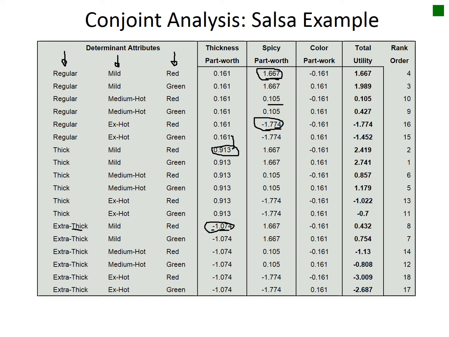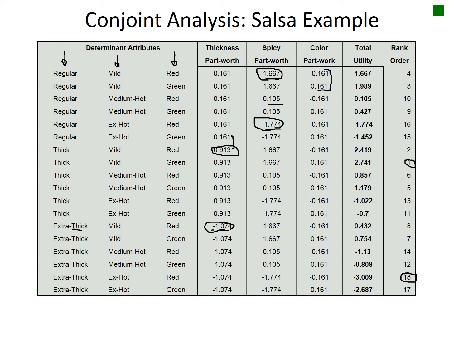Okay, the very last part worth is color. And remember, we only have two. We have green or red. So when you look at this, one thing you might note, just as a side note, is that when you add part worths together, they'll equal 0. So they sum to 0. We have a negative 0.161 and we have a 0.161. So green here is preferred to red. So if I had extra thick, extra hot, red, that'd probably be the least favorite. In fact, it is. It's the least favorite product that I've got on offer. If I have thick, mild, and green, then it'll be my most favorite.